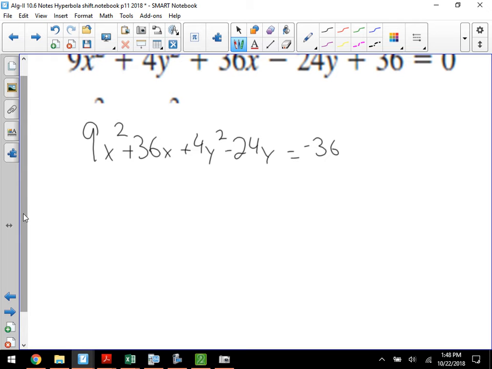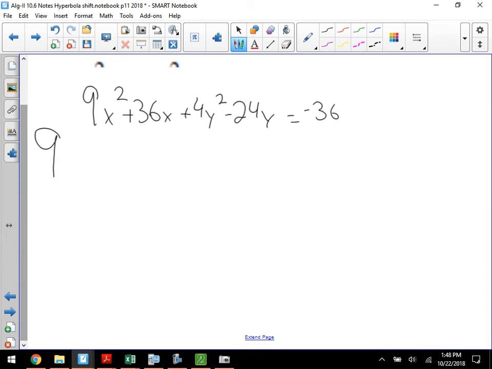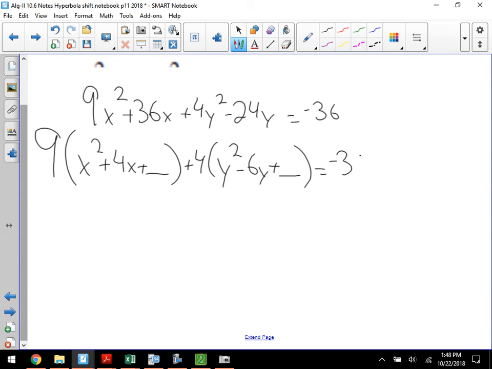Okay. What's the GCF, or what's the coefficient in front of the x squared for the first part? The 9. You take the 9 out. You have x squared plus 4x plus blah. Take the 4 out. y squared minus 6y plus blah. And whatever we take out, we just got to remember to put back in. What's that? Okay.